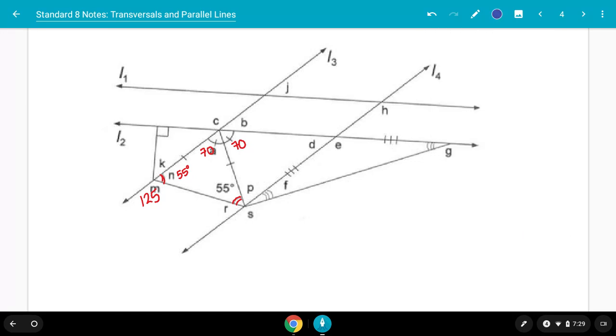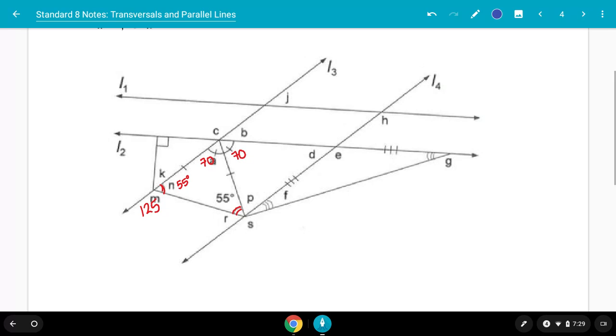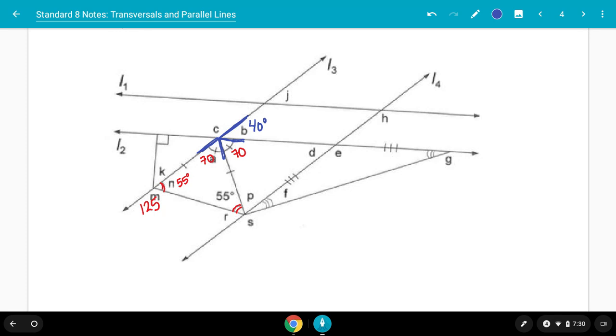This is the last move I'm going to do with you guys, and then I think you're going to be on your own. We'll see what happens. This is a straight line, which means that this angle and this angle equal 180. So 180 minus 70 minus 70, it's 40 degrees. Let's see, what else do we have?